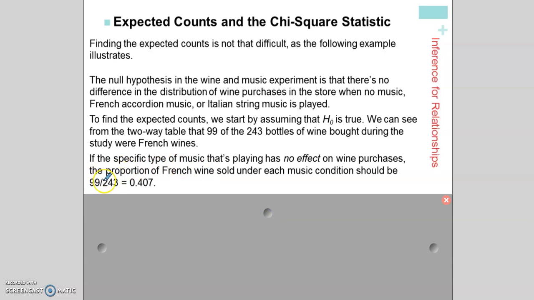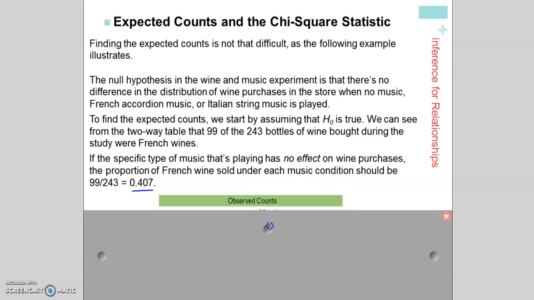So if I do 99 divided by 243, I get almost 41%, 40.7%. Using the null hypothesis, I would assume that I'm going to sell this percent of French wine no matter what, under any treatment.